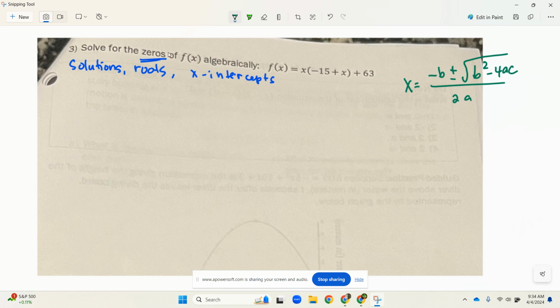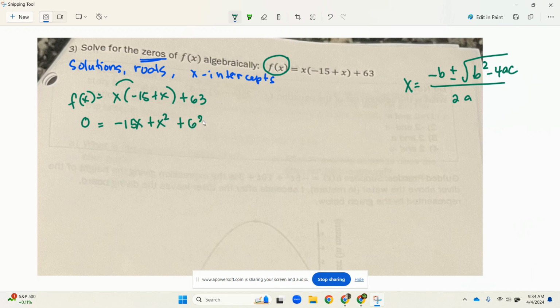All right. So when we're finding zeros, solutions, or roots, this f of x, that's your y. Basically, you set that one equal to 0. So I'm going to copy that here: x minus 15 times x plus 63. So this is 0 equals, I'm going to distribute this so that we can write it in standard form. So negative 15x plus x squared plus 63. I'm going to arrange this so that it is in standard form, so we want x squared, then x's, and then constants. So this is going to be x squared minus 15x plus 63.